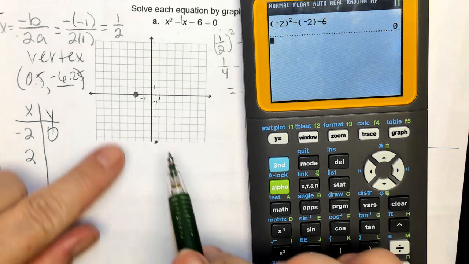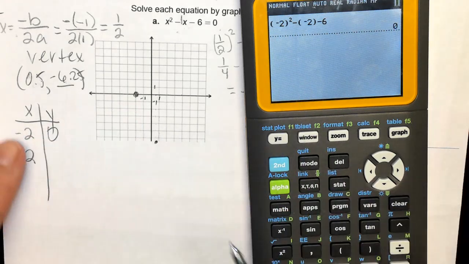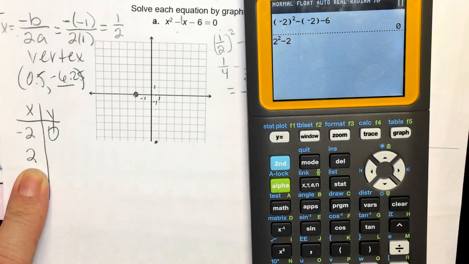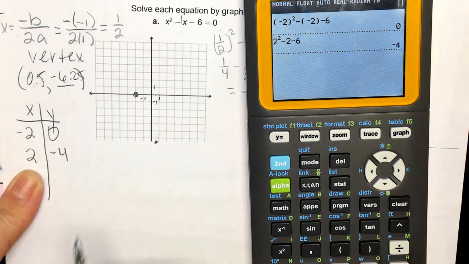Yeah, never mind. All right. So we're going to now do it for 2. Let's see what happens when we do it for 2. So 2 squared minus 2 minus 6. What do we get? We get -4. So that's another point on the graph.